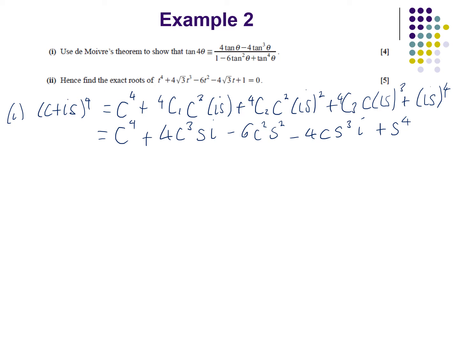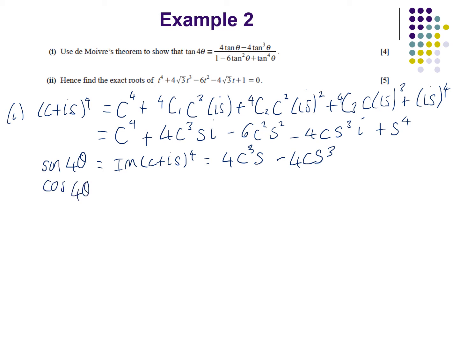Okay, so I want to do tan. All right, so tan is sine over cos, so let's write out the sine 4 theta bit first. That's the imaginary part of (c plus is) to the 4. So the bits with the i's in, 4c cubed s minus 4cs cubed, and cos 4 theta is the real part. Okay, and the real part is the c to the 4 minus 6 c squared s squared plus s to the 4. So now I'm going to form my tan 4 theta, which is sine over cos.